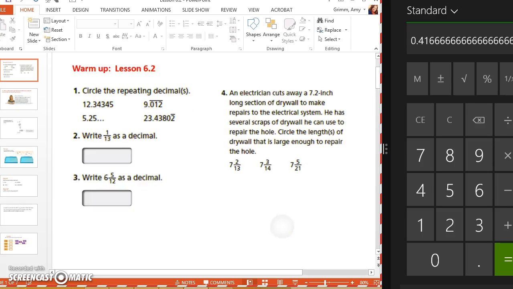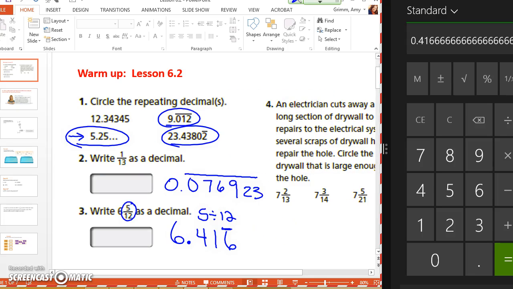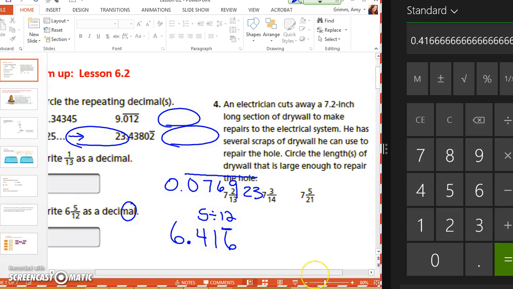All right. Let's see if I can get to, was there another number over here? No, so it's just those 3? Okay, so an electrician cuts away a long section of drywall to repair something. He has scraps, and he wants to repair the hole. Circle the drywall that is large enough for the hole. I can't see what's the, oh, 7.2.